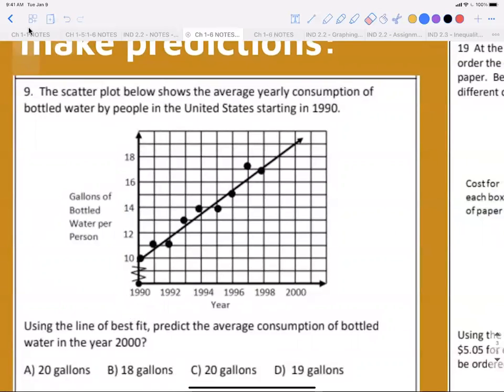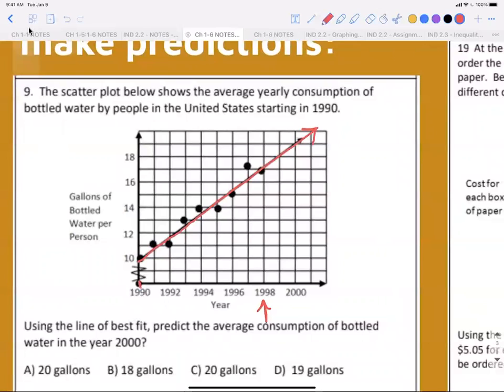So the black dots are the actual data that's been collected. We can draw a line of best fit, which is what this black line is here. This is the line of best fit that is added afterward. And if we extend that line all the way across our graph, we only have data up to 1998. And you notice this is always important in a graph.